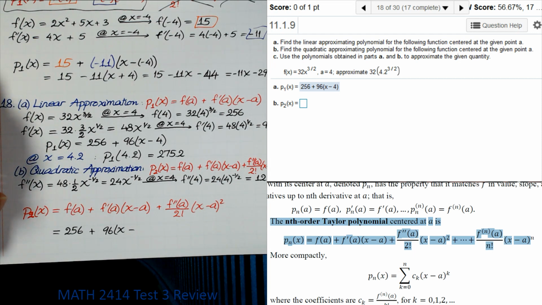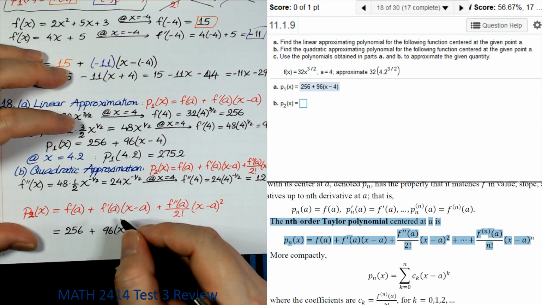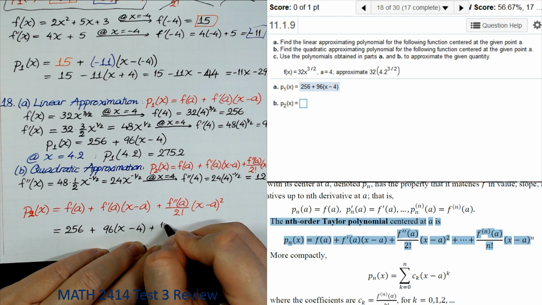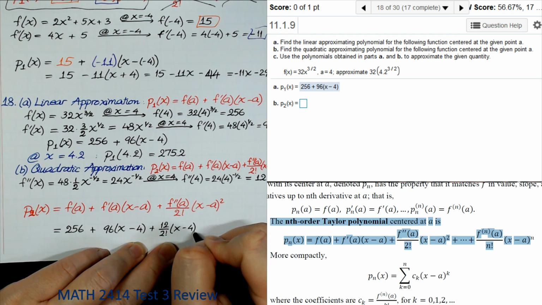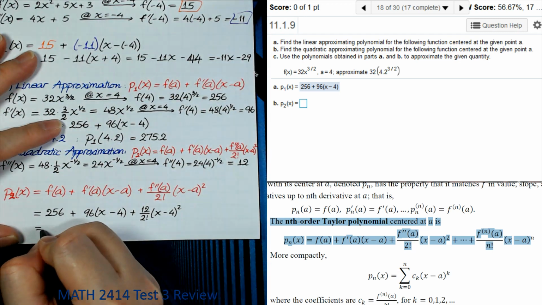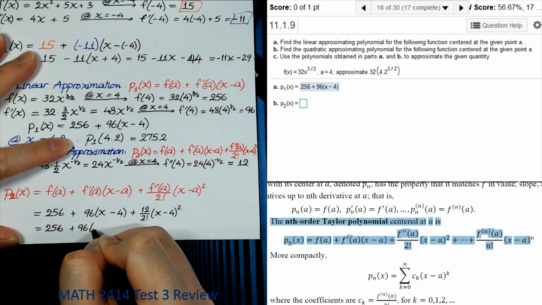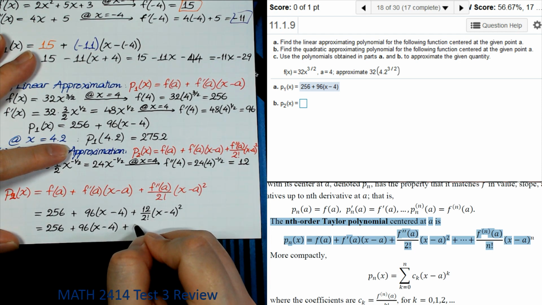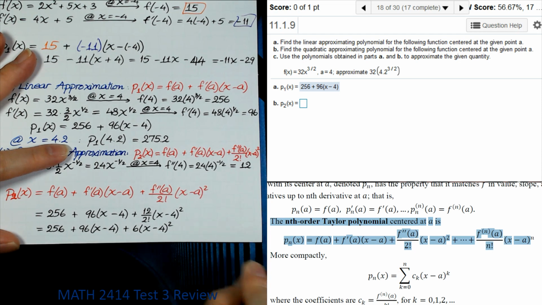We know the center is at 4, right? A equal to 4, in the problem. Second derivative 12 over 2 factorial times x minus 4 squared. So it will be 256 plus 96 x minus 4, plus 12 divided by 2 factorial, which is 6, times x minus 4 squared.